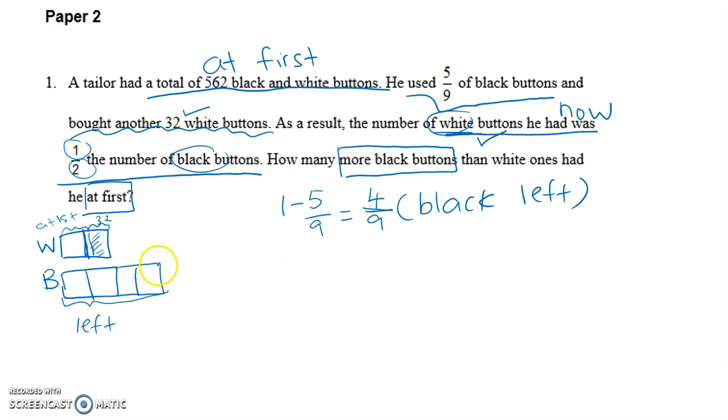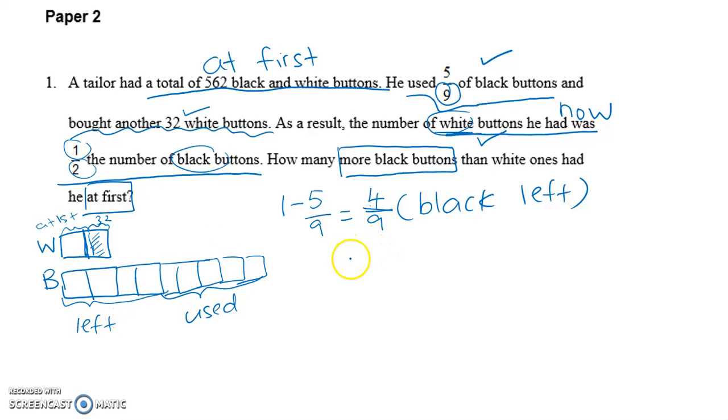So that means we know that there are 5 units that were used. 1, 2, 3, 4, 5. Let's put them back. These are the ones that were used. 5 units that were used. So actually before that, he had 9 units of black. 1, 2, 3, 4, 5, 6, 7, 8, 9.